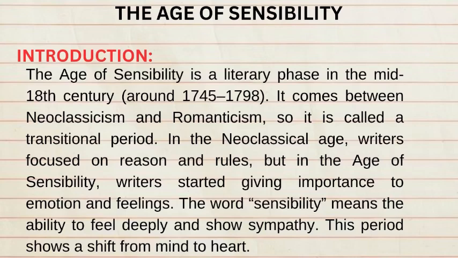The age of sensibility belongs to the mid 18th century, around 1745 to 1798. It is a transitional period, which means it comes between two major ages. On one side, we have neoclassicism, which focuses on reason and rules. And on the other side, we have romanticism, which focuses on emotion and imagination. So, this period stands in the middle, slowly moving from mind to heart.